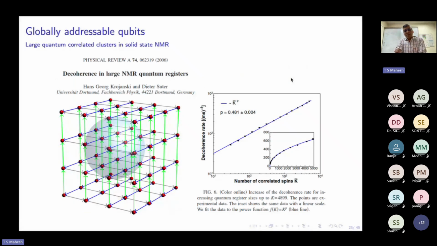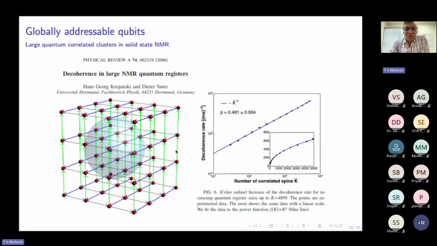But there is another way that we can realize hundreds, even thousands of qubits. That is via solid state crystals. If you take crystals, you know that there are Avogadro number of spins, and they are all interacting. It is not like a small molecule, which has a finite number of spins. Here, there are Avogadro number of spins. Now, I'll be showing some examples.